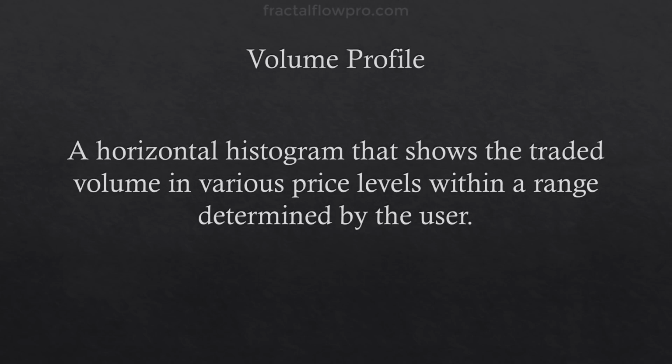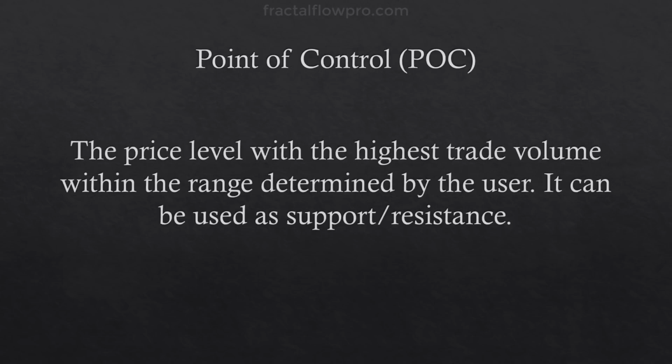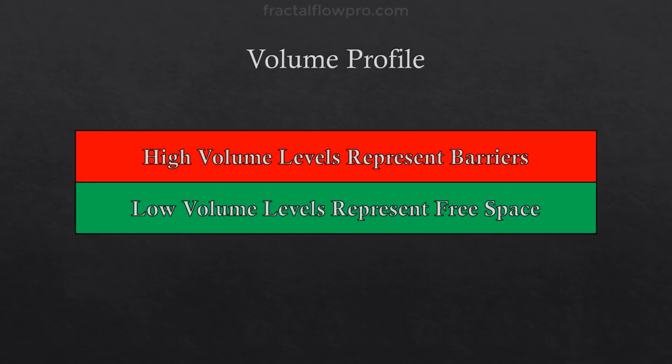In the volume profile indicator, we have a red line called POC, which stands for point of control. The point of control is the price level with the highest traded volume within the range specified by the user. The basic interpretation of volume profile is that a high volume price level represents an area of consolidation or barriers for price. Low volume price levels represent trending areas or free space for price to travel.